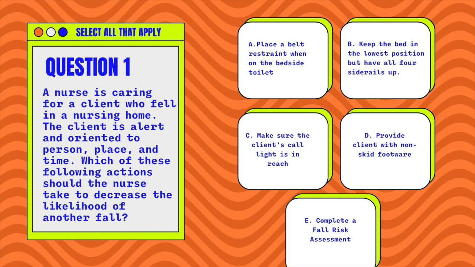A, place a belt restraint on the person when they're on the bedside toilet. B, keep the bed in the lowest position but have all 4 side rails up. C is to make sure that the client's call light is within reach. D is to provide the client with non-skid footwear. And E is to complete a fall risk assessment. All right, so what's your choice here?